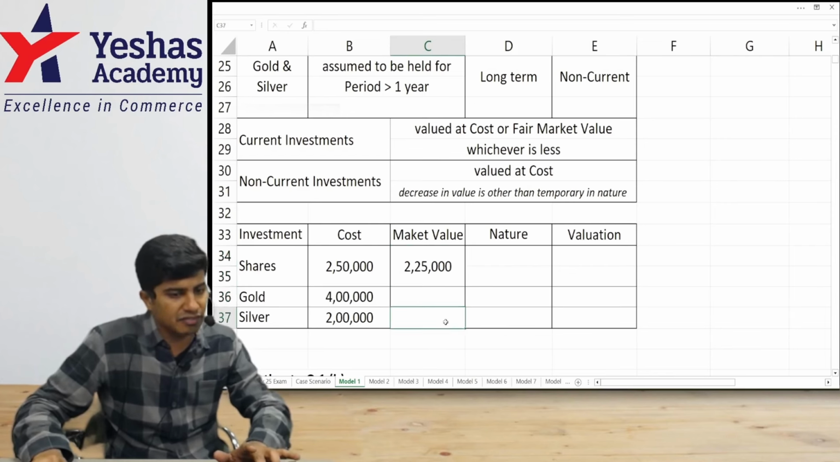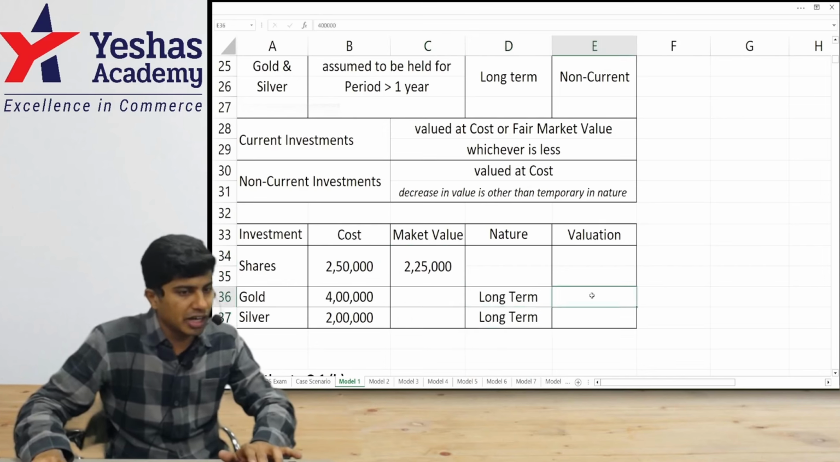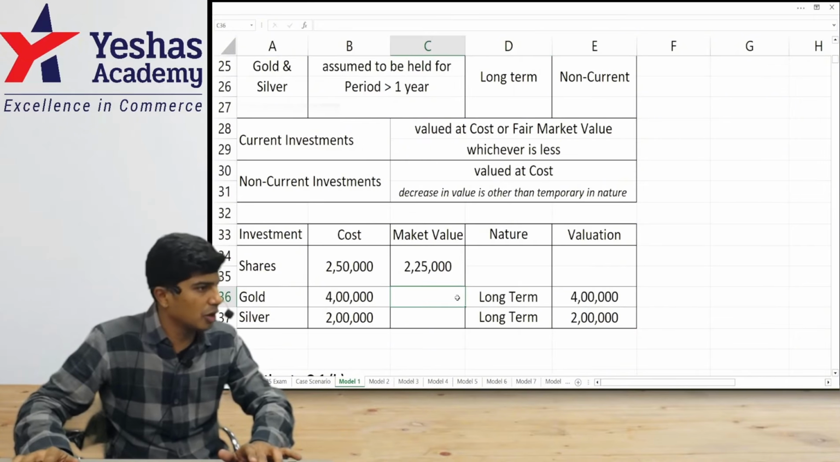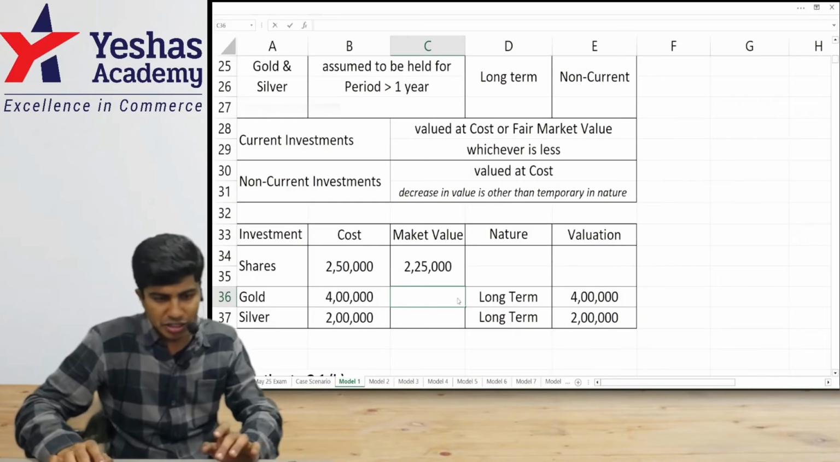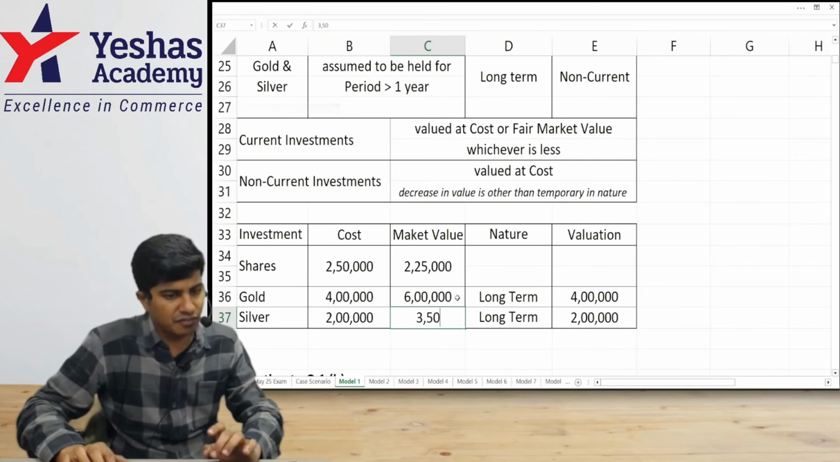6 lakh and 3 lakh 50. However, gold and silver, because it is considered to be long term, will be valued at 4 lakh and 2 lakh, the original cost only. It will not be revalued. If you want, you can still mention here 6 lakh and 3 lakh 50.